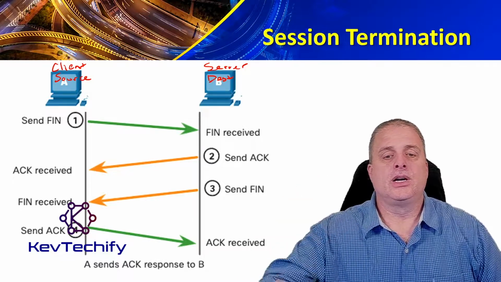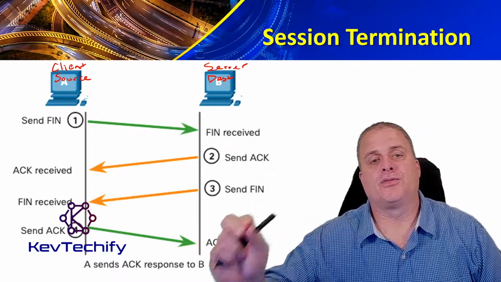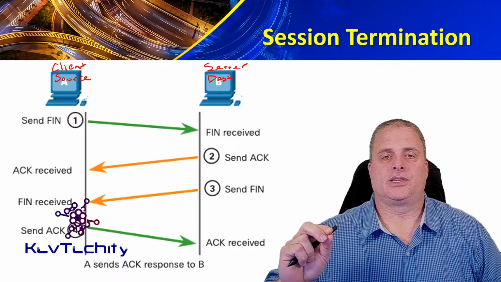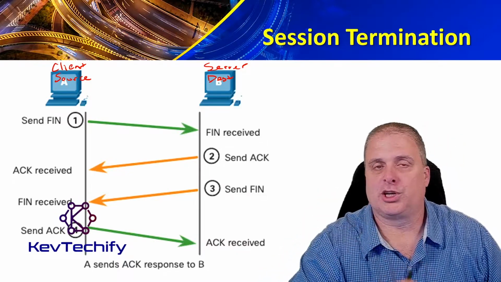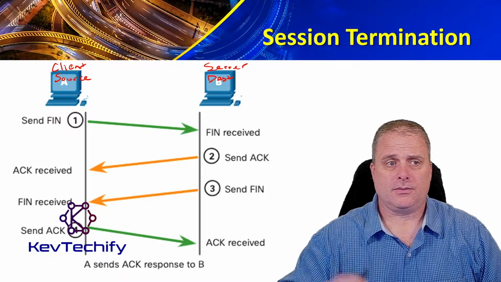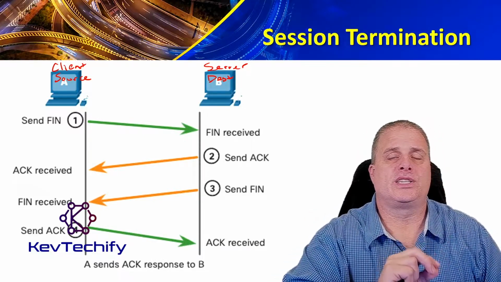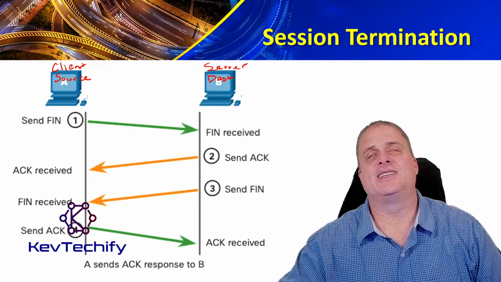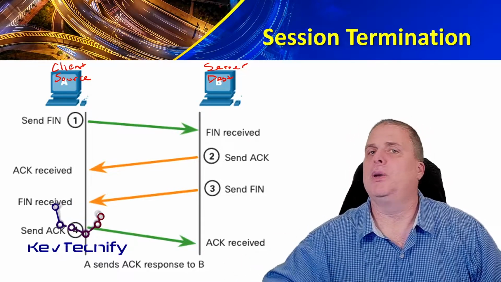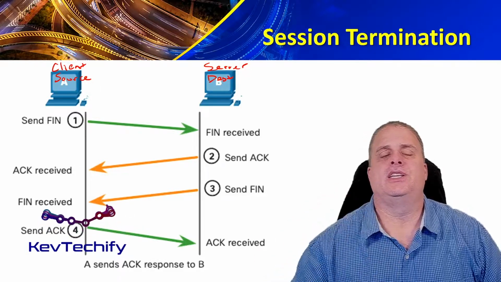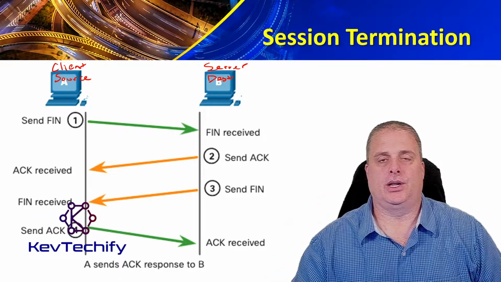Then the server sends a finish request from the destination back to the source. And basically it's saying, once again, let's terminate this connection. The client, the source, receives that finish request, processes it, and then sends the acknowledgement back to the server saying, yep, let's terminate that. And when these 4 steps are done, your TCP connection has been terminated.